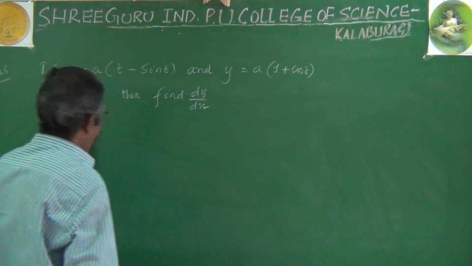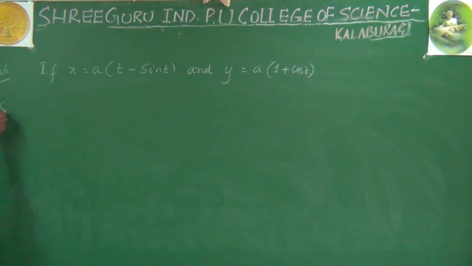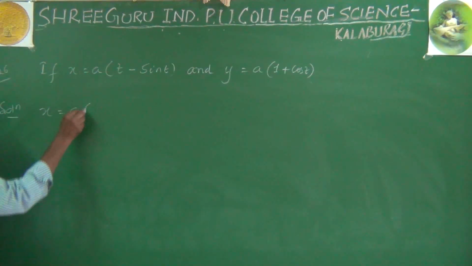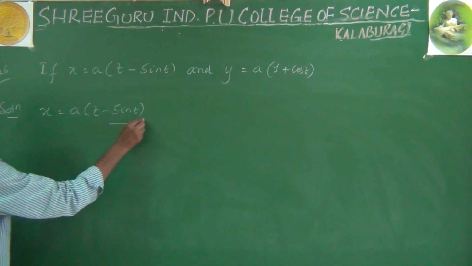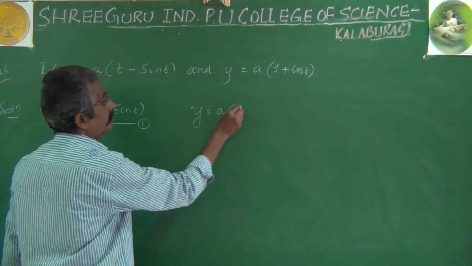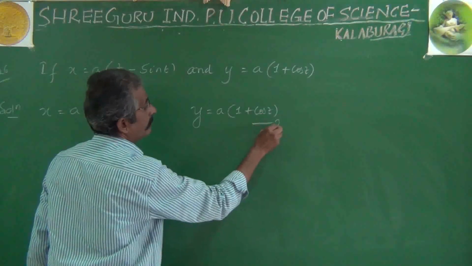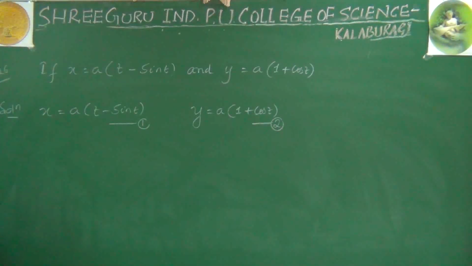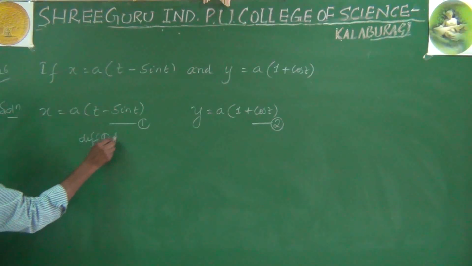Solution. Let's write once again the given parametric equations without fail. Given, x equals a into t minus sin t, call equation 1, y equals a into 1 plus cos t, call equation 2. Let's differentiate equation 1 with respect to variable t.